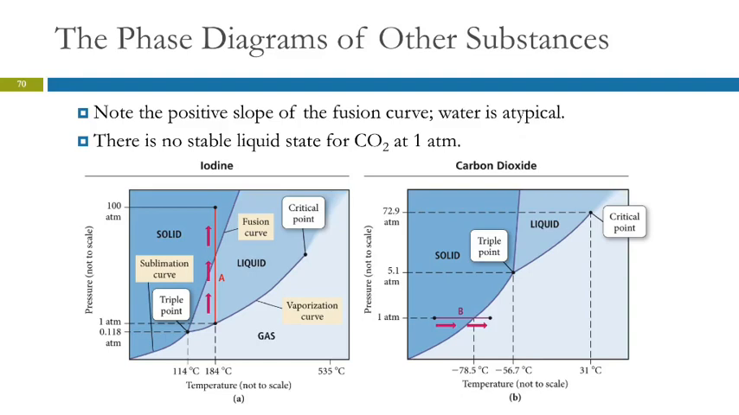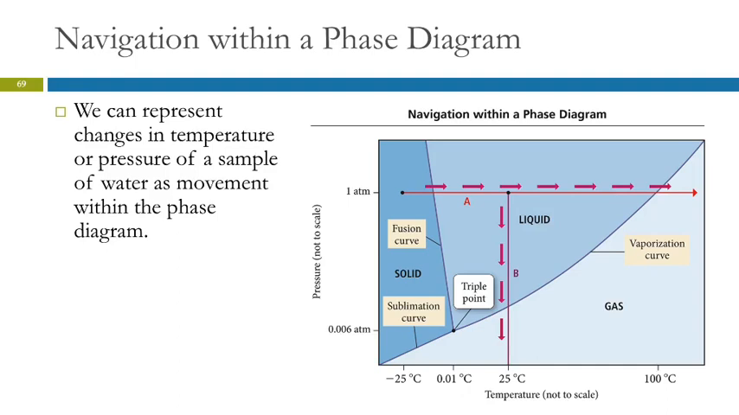Different substances have different shapes to the curves in their phase diagrams. So here we have iodine and carbon dioxide. And notice that this fusion curve has a positive slope for both of these. When we look at the fusion curve for water, it has a negative slope. It slants the other way.